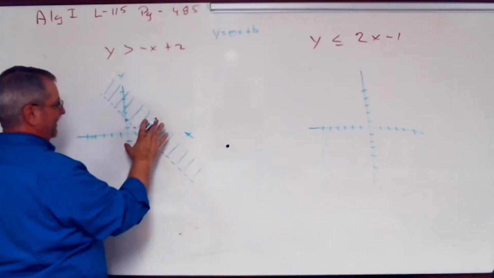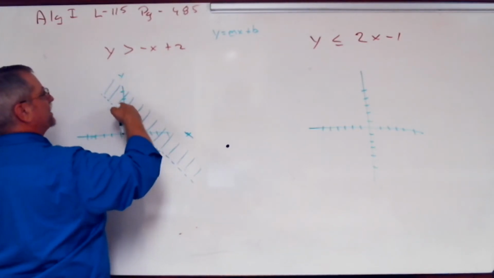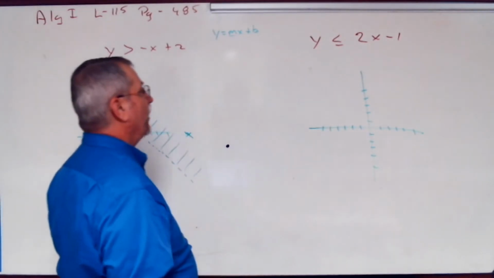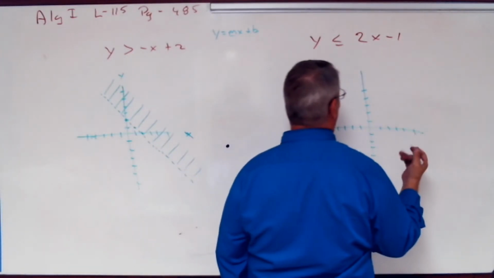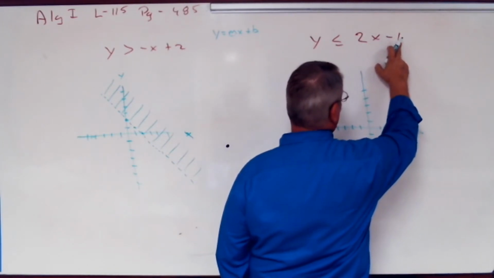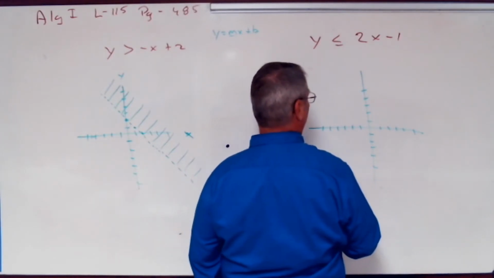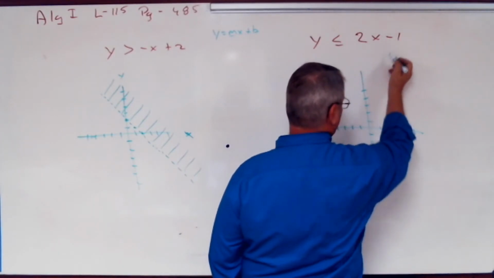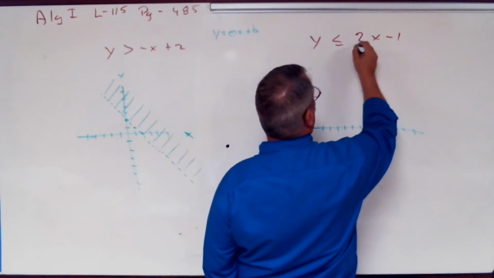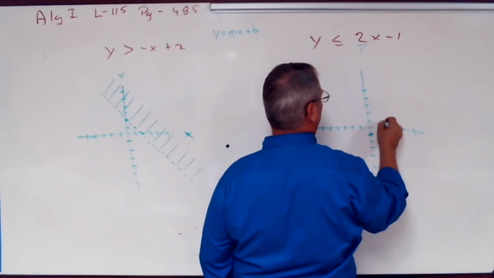You graph the thing. It's not equal to, so it's a dotted line. It's greater than, so it's over it. Okay? Right here. It's already set up for you. Y equals mx plus b. So what's my y-intercept? Right there. Negative 1. Dot. What's my slope? 2 over 1. 1, 2, 1.